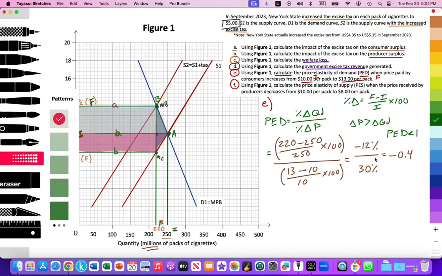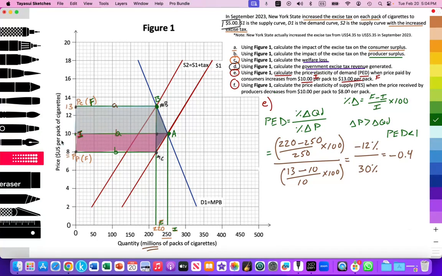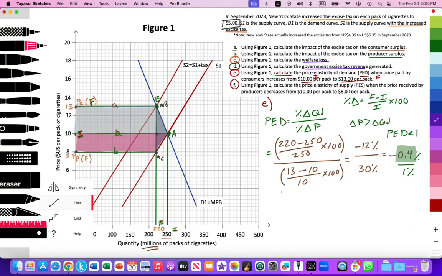So here I have the final answer. The PED is 0.4. We look at the absolute value. It's less than 1. That means that for every 1% increase in price, there is a 0.4% decrease in the quantity demanded. That's what the PED value tells us. Okay, let's move on to the last question, question F.